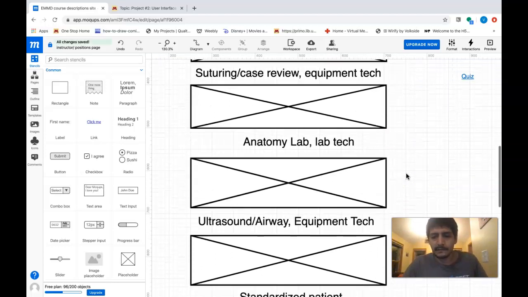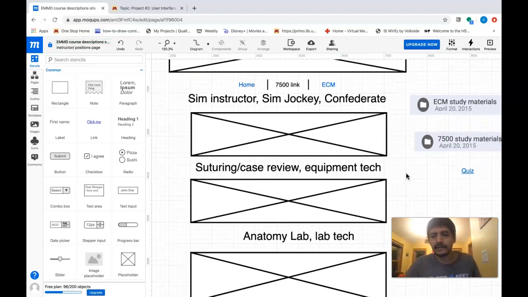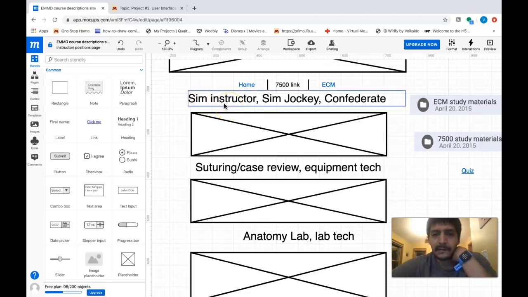And so the roles and instructors will be broken down and grouped together. So anytime that there is a simulation, and this is true for both 7500 and ECM, you're going to have a simulation instructor. And so what I intend here is that this will break down what all of the roles are and what is required of you as if you're in that position. So the sim instructor is typically going to be a doctor or a PA, occasionally a nurse, or occasionally a paramedic, depending on the simulation.